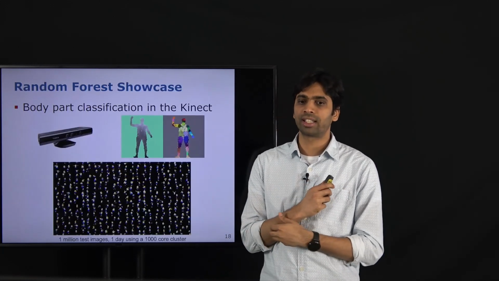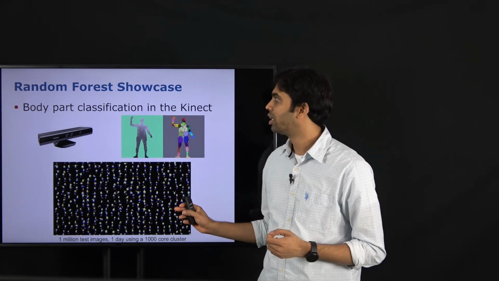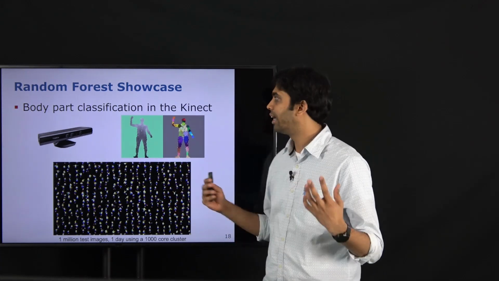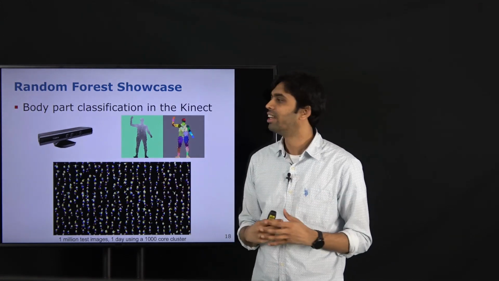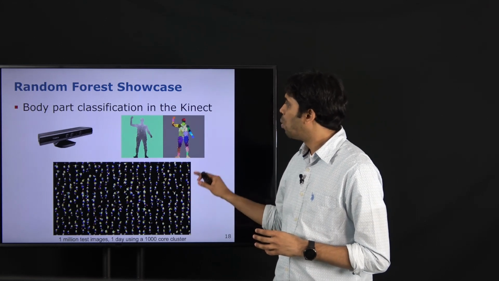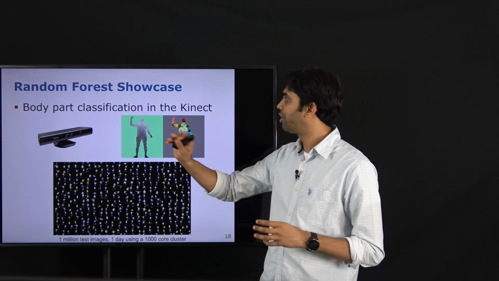And one such example that you might have actually used is the body part classification system that's used in the Kinect, or at least was used in the Kinect at some point. And what they did in this example was to actually figure out what different body parts are.